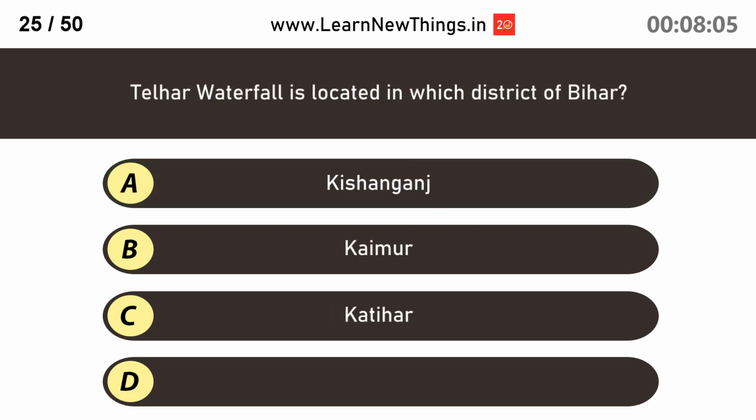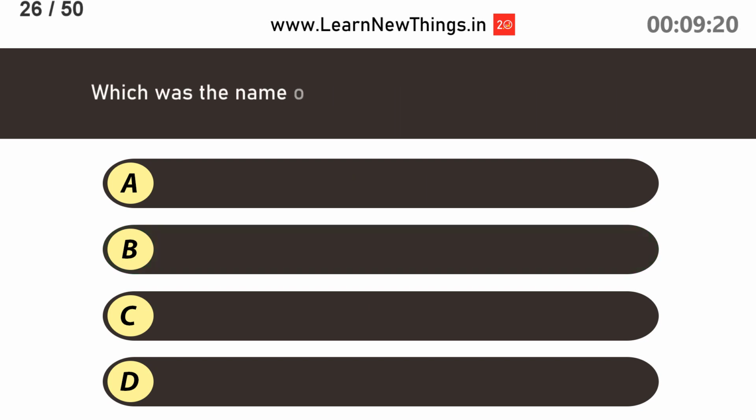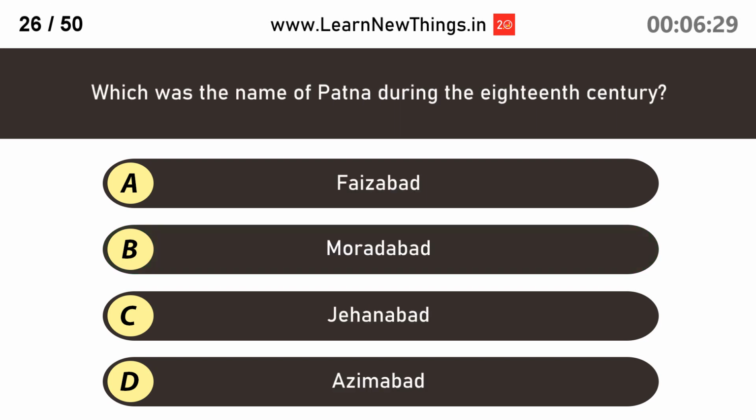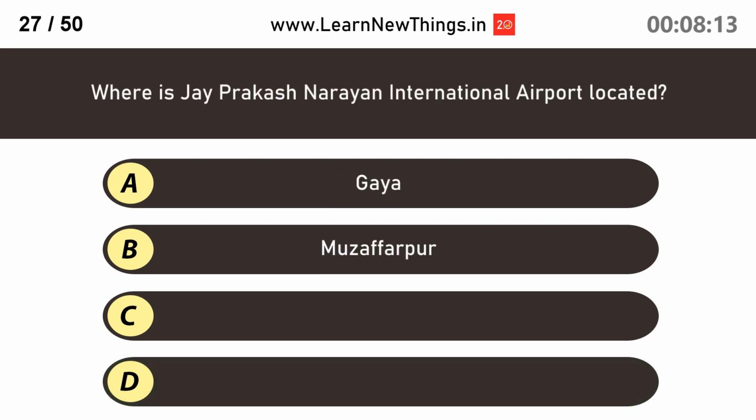Telhar Waterfall is located in which district of Bihar? Kaimur. Which was the name of Patna during the 18th century? Azimabad. Where is Jai Prakash Narayan International Airport located? Patna.